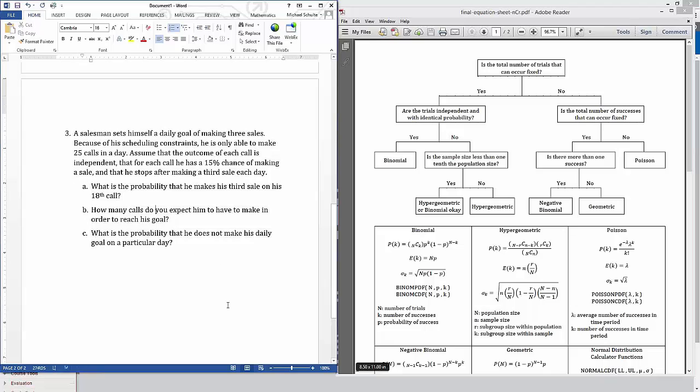Okay, so a salesman sets himself a daily goal of making 3 sales. Because of his scheduling constraints, he's only able to make 25 calls in a day. So if you assume that the outcome of each call is independent, that for each call he has a 15% chance of making a sale, and that he stops after making his 3rd sale each day, now we can answer these questions. What's the probability that he makes his 3rd sale on his 18th call? So what distribution is that going to be?